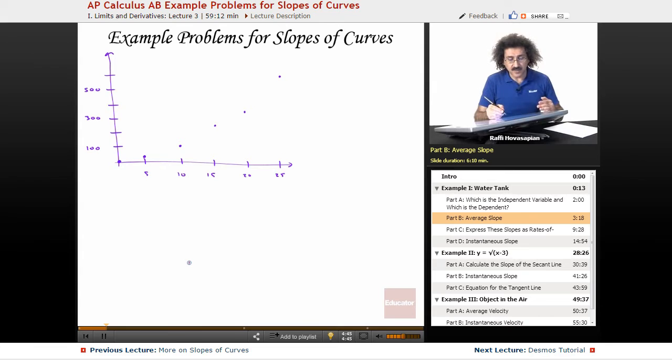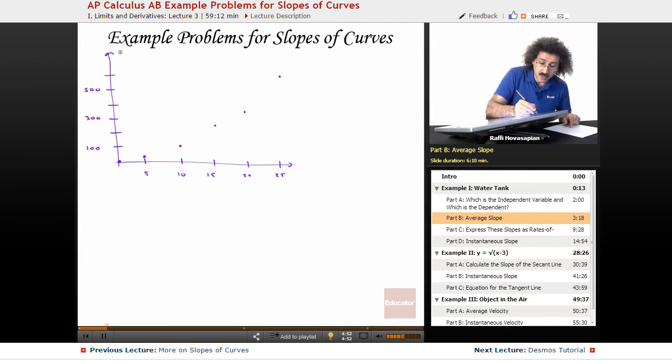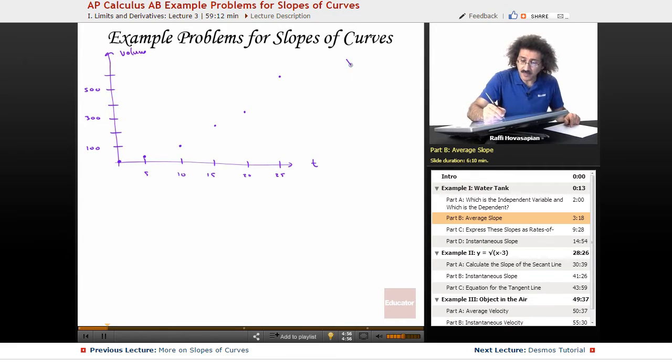So this is the graphical representation. Now, we said this was volume, right? And this was time, t. So volume was some function of time.